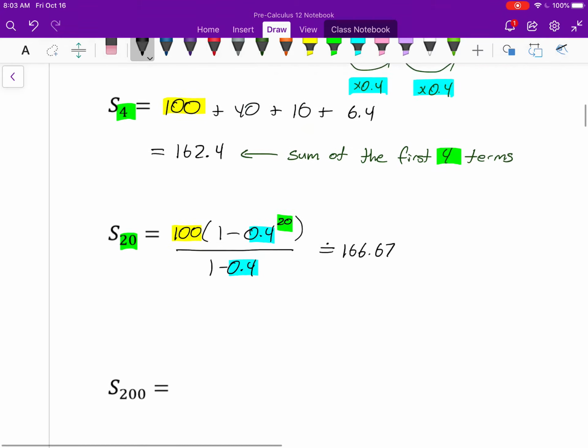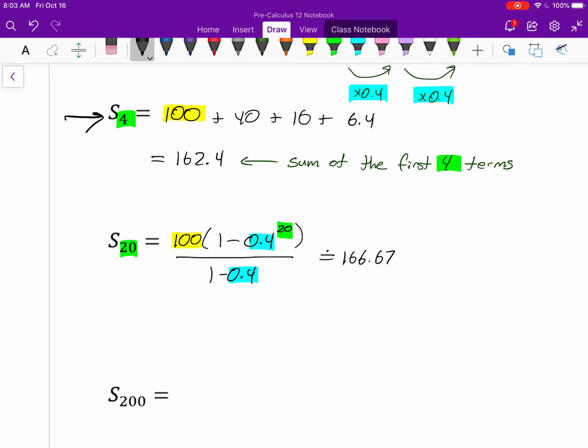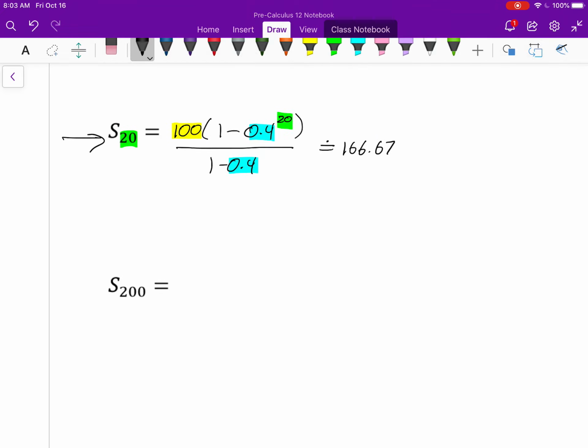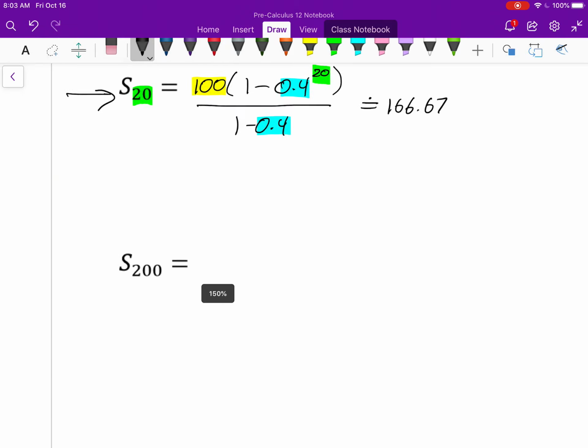Notice, compared to adding the first 4 terms, adding the first 20 terms doesn't make a big difference. It's only about an extra 4 more. That's because every time I go to the next term, they keep shrinking, multiplying by 0.4. Each value is getting smaller. So it's not surprising that adding another 16 terms doesn't make much difference to the total sum. So what if I add the first 200 terms? Same idea. Use the same formula as before.